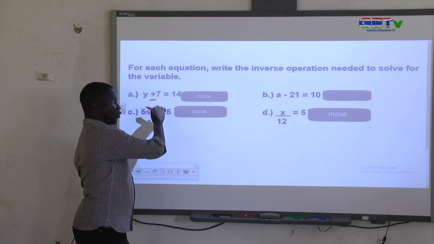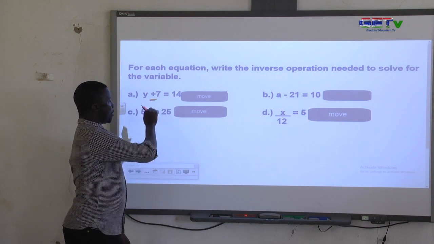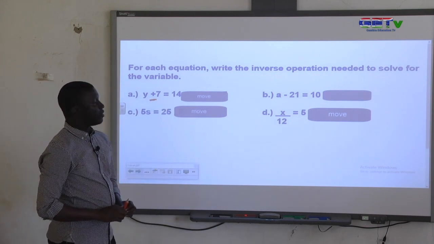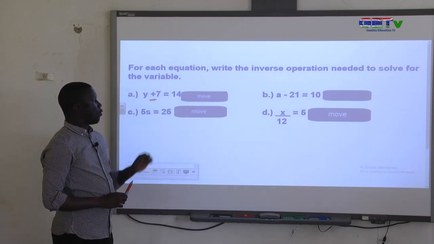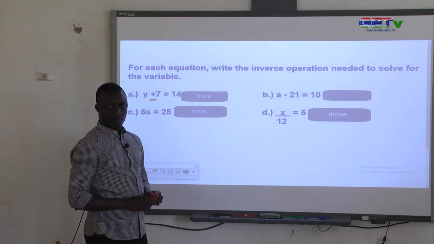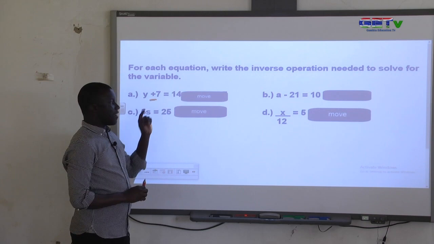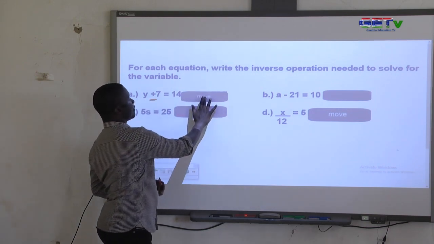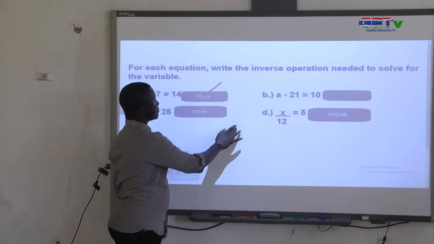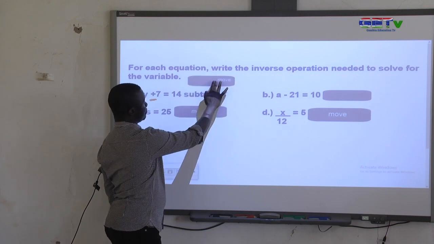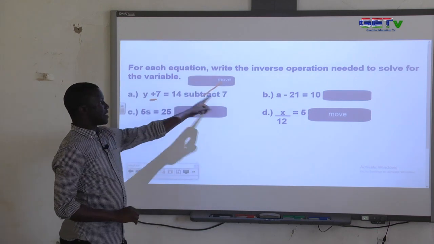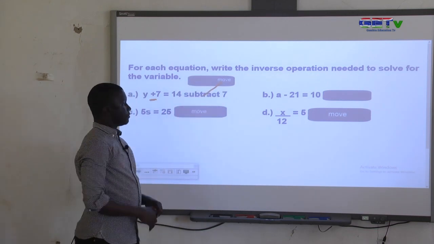And remember, whatever we do here, we must do it to the other end, but we are not interested in finding the value. All we need to know is what shall we do here to isolate our variable y. And in doing so, we would be subtracting 7. Let us confirm. Subtract 7, as we said.